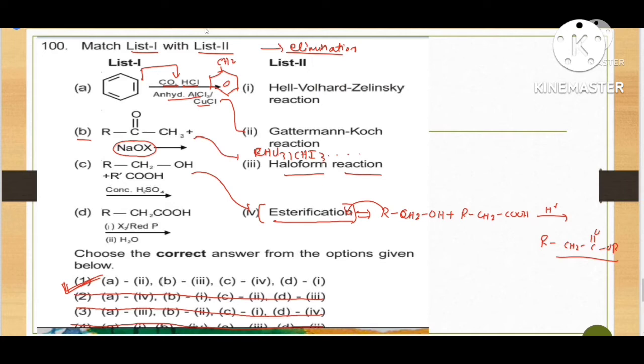The last one is the Hell-Volhard-Zelinsky reaction, D. That means an alpha halogen compound is produced, that is R bond, X bond, C double bond O, OH. This reaction is called the Hell-Volhard-Zelinsky reaction. Here B becomes 3, absolutely right, C becomes 4, esterification, and D equals 1. In this way, you can answer this matching type of question. The simple trick is to go with elimination.